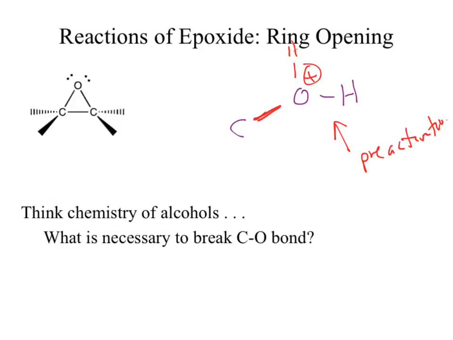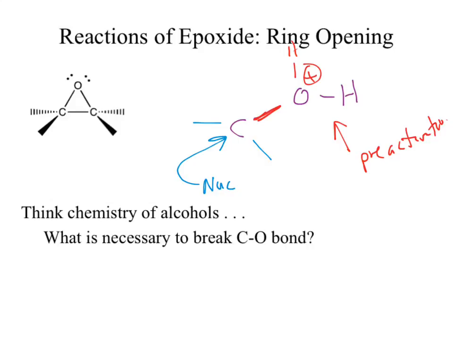What's another option? Or what's the other thing that we need? Is that bond just going to break on its own? We need a nucleophile to come in and break it. So we've got a leaving group and a nucleophile. Those same 2 things are going to control what's happening with our epoxides.